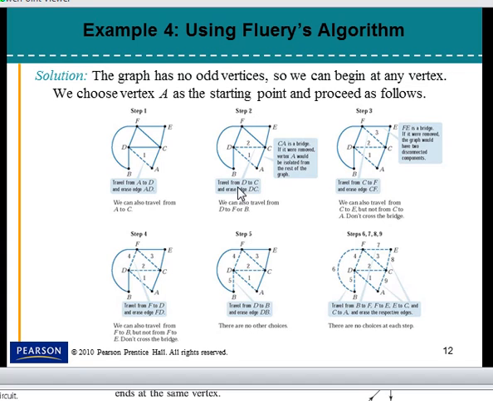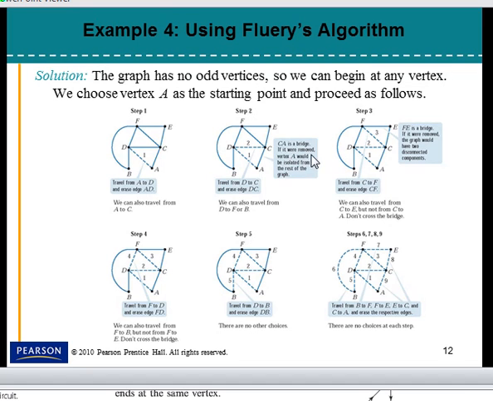Then step two, travel from D to C and erase edge DC. So we erase edge DC, we put a dashed line there. That way we can keep track of everything and make sure that we don't go over any edge twice. CA is a bridge. So we leave that. We don't do that now.